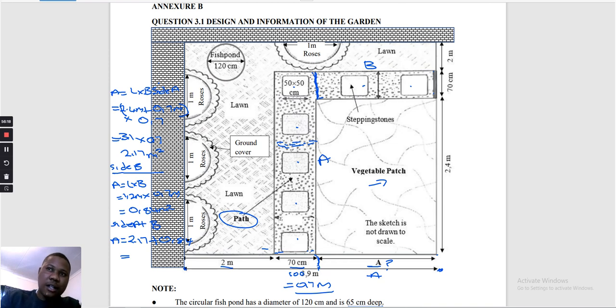2,17 plus 0,84. And how much is that? That is 3,01. That is the total area of the path. Now, what are we going to do now? We're going to go to that side of the question paper.